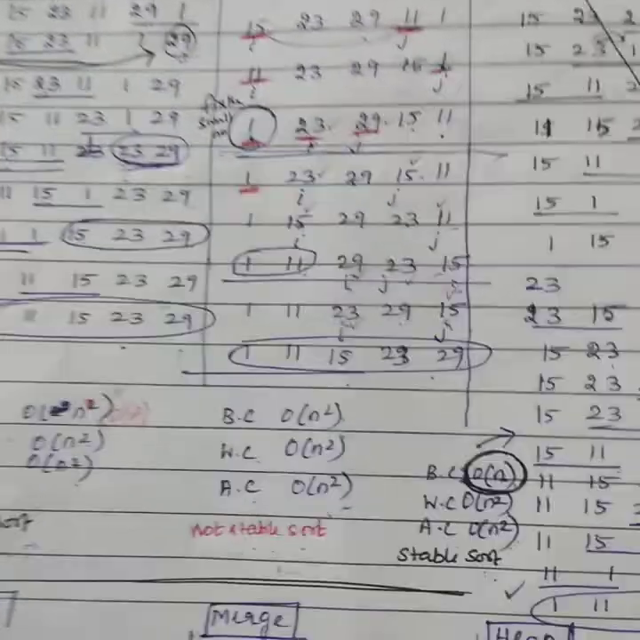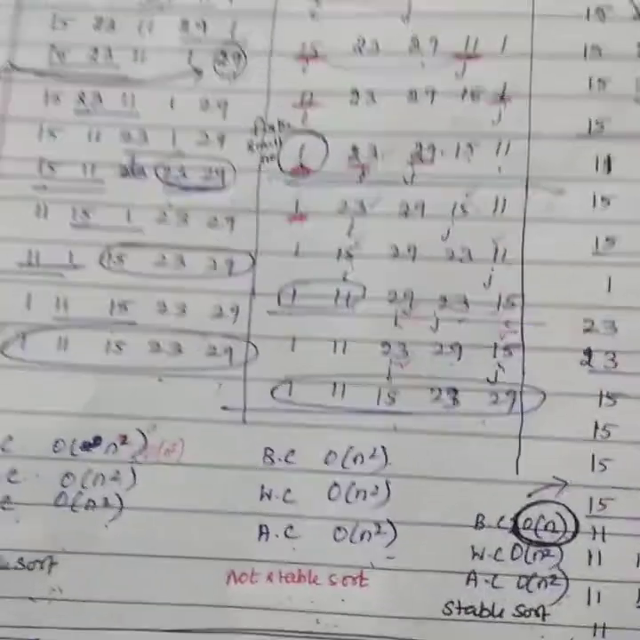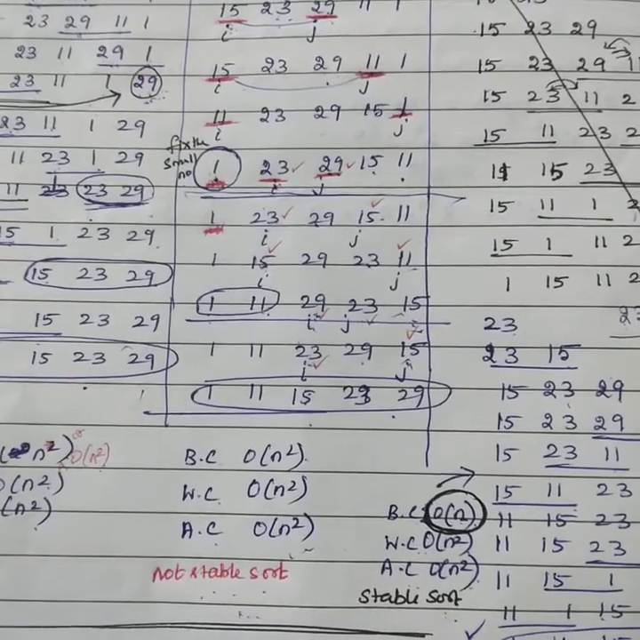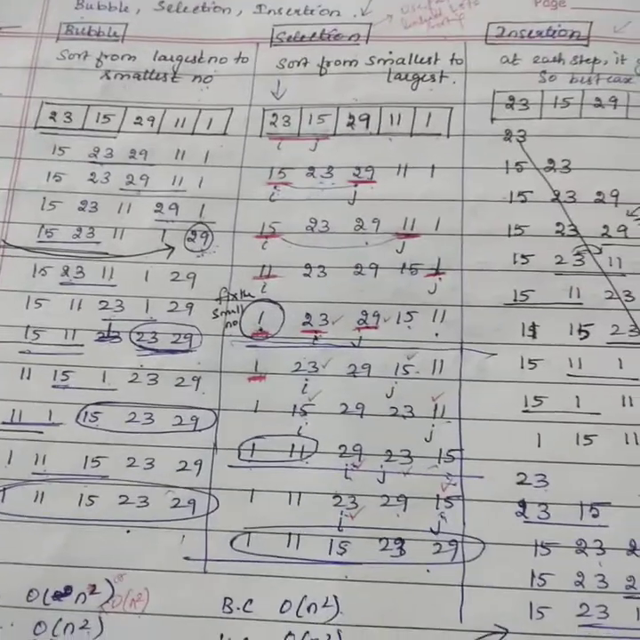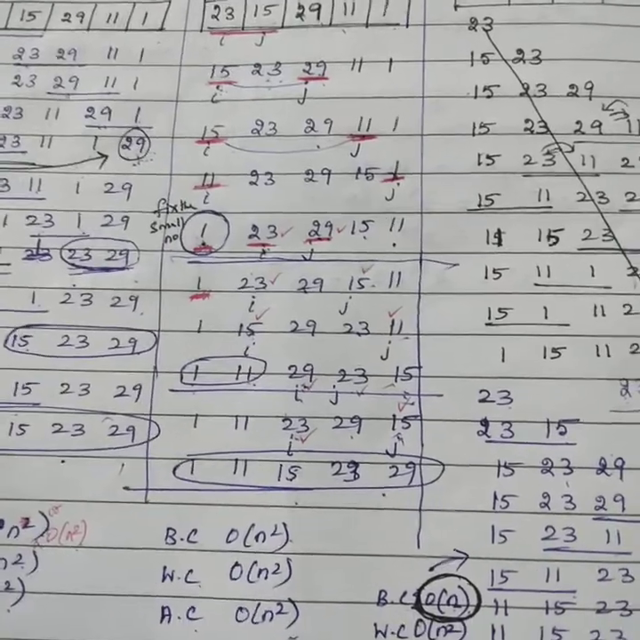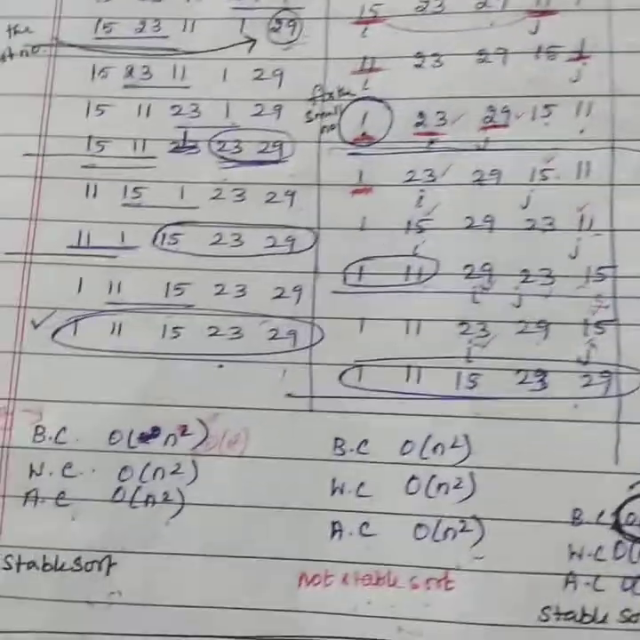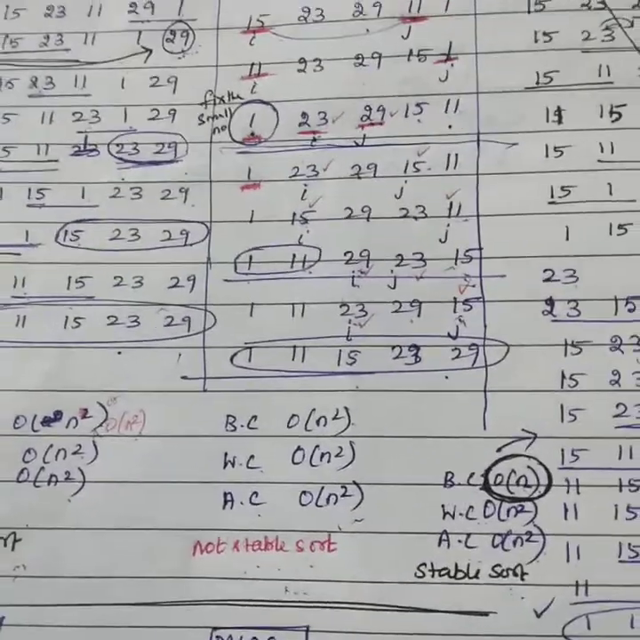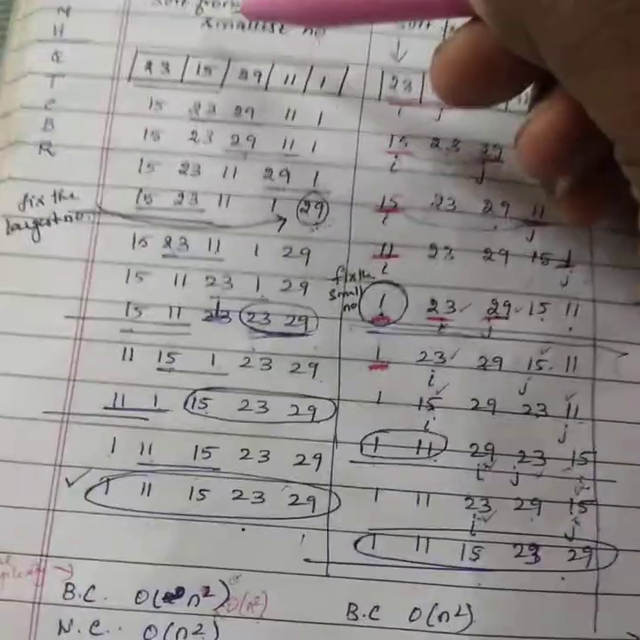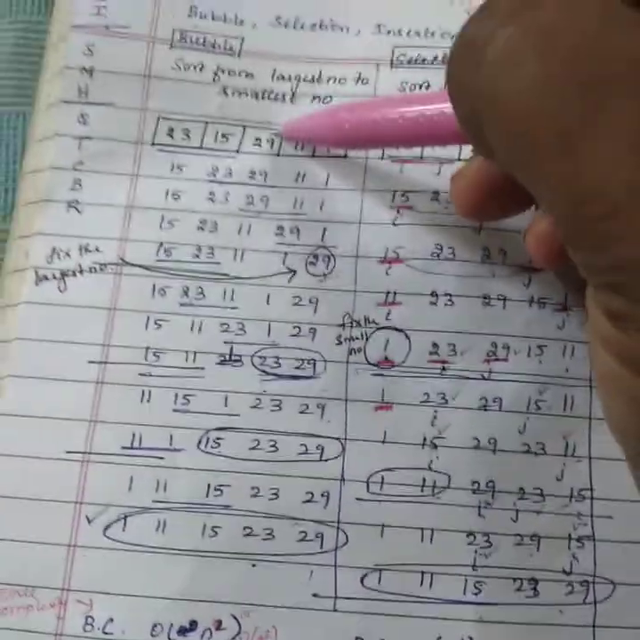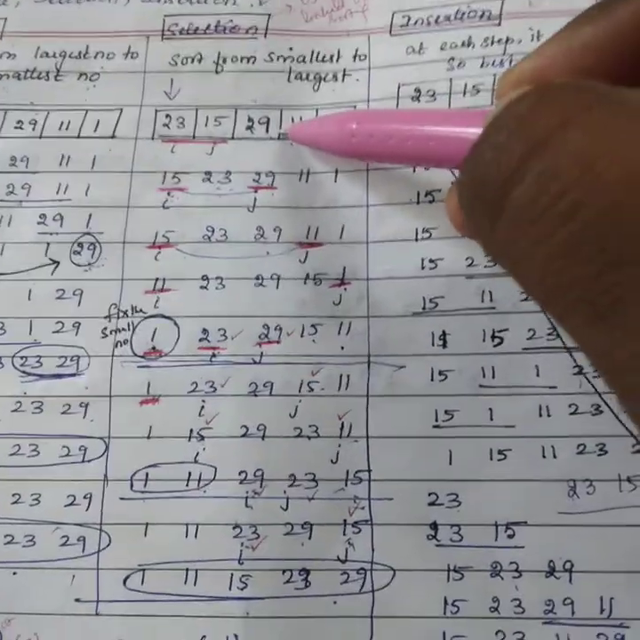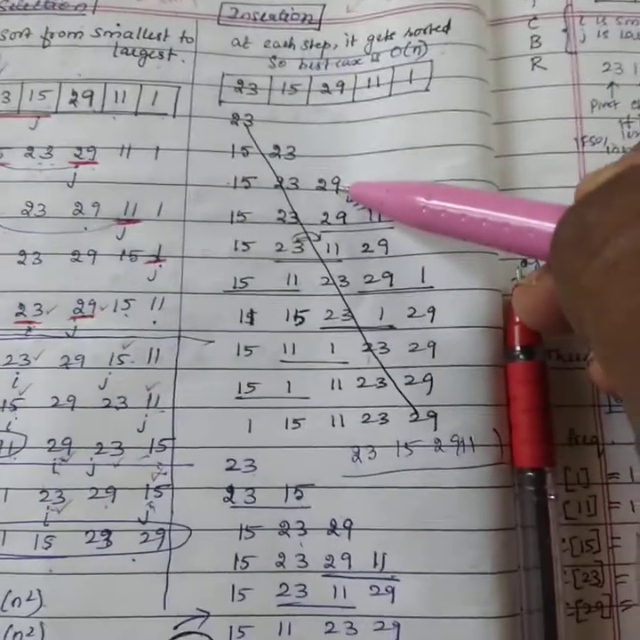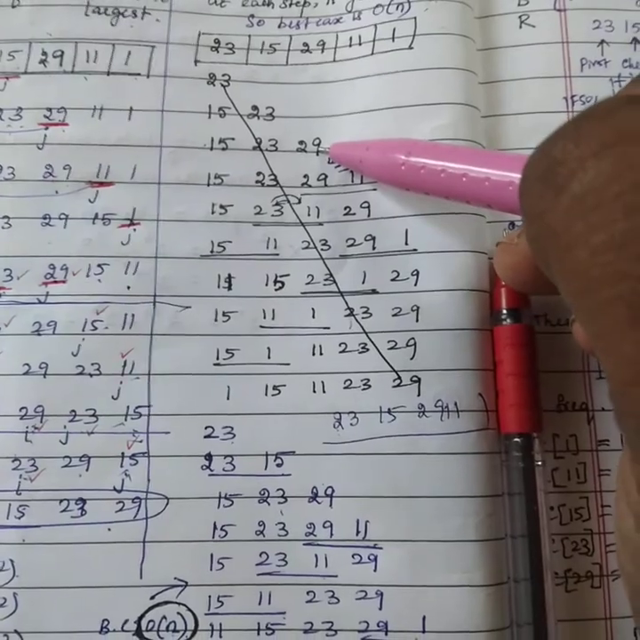Regarding space complexity, I want to tell one thing: order of one. All these three have order of one. They don't need any extra space to sort. Therefore, they are in-place algorithms. So, you need to know two terms: stable sort and in-place algorithm. Bubble sort is a stable sort as well as an in-place algorithm. Selection sort is not a stable sort but an in-place algorithm. Insertion sort is a stable sort and an in-place algorithm.